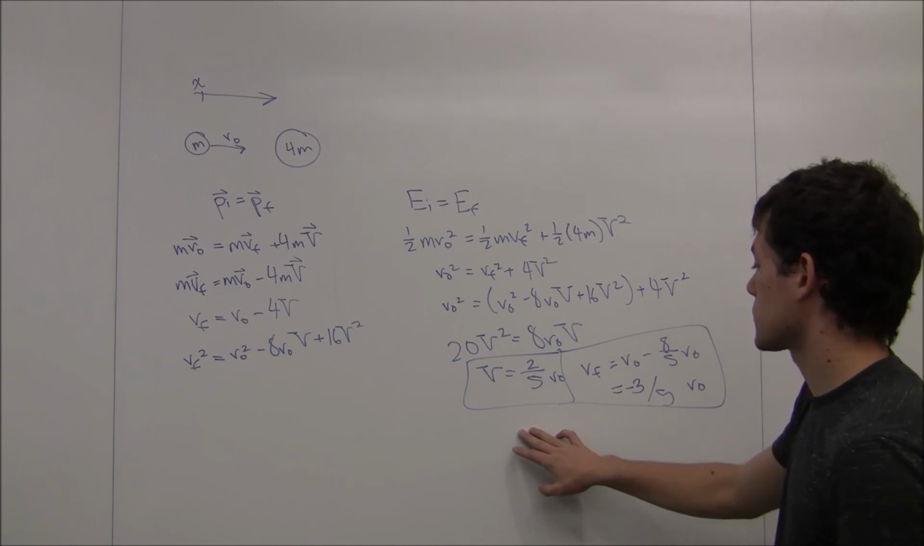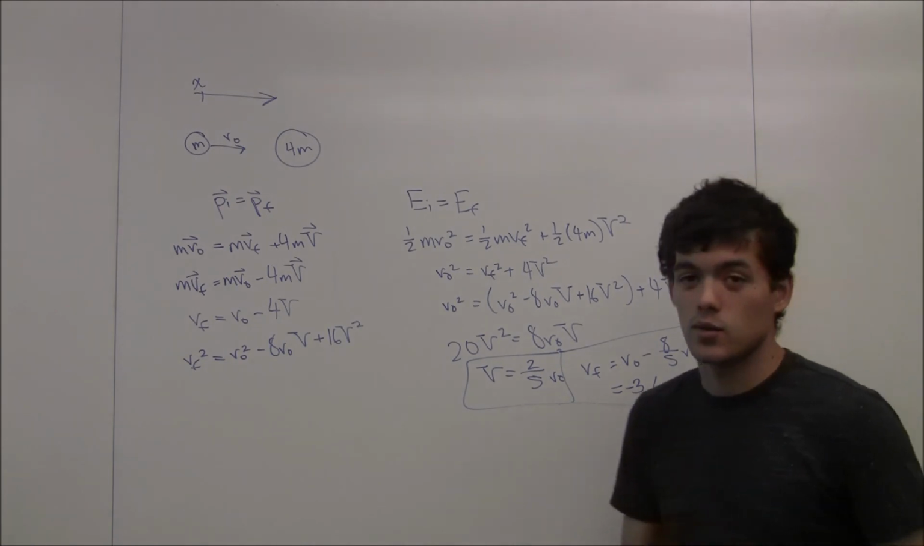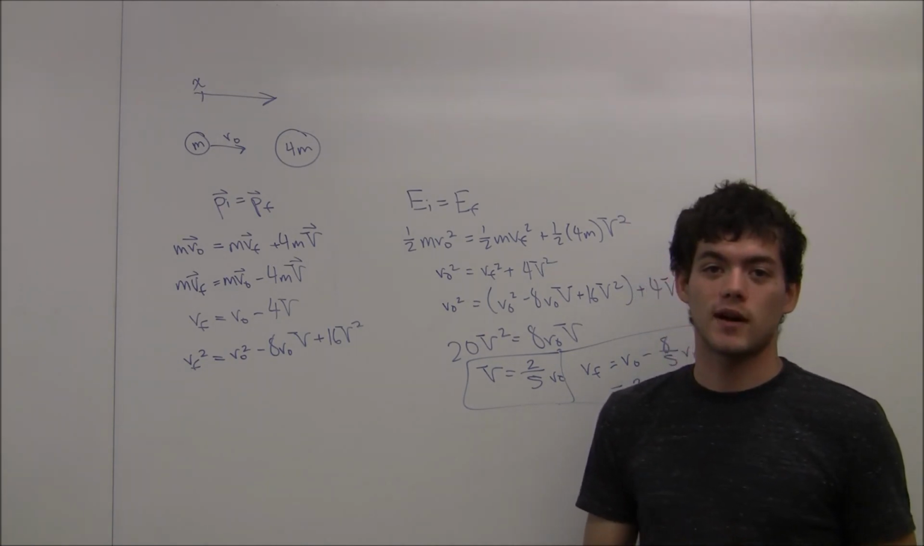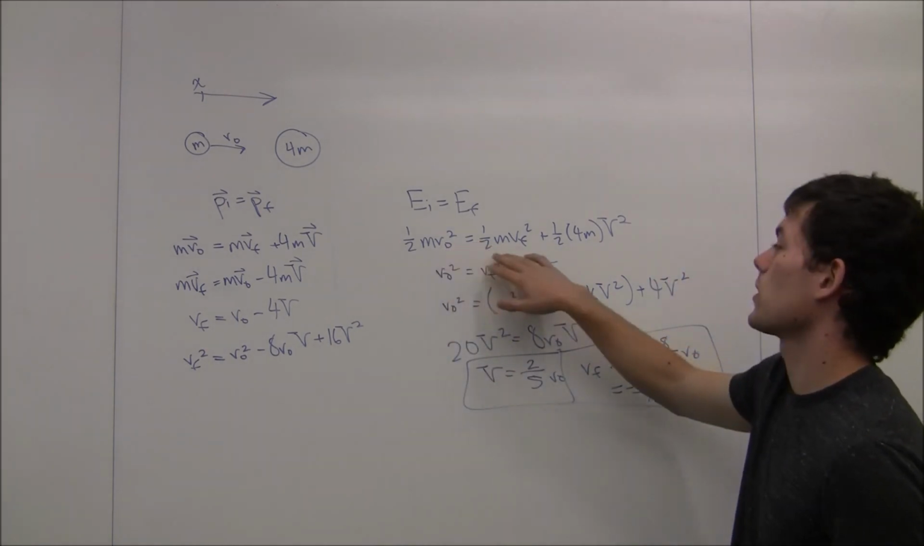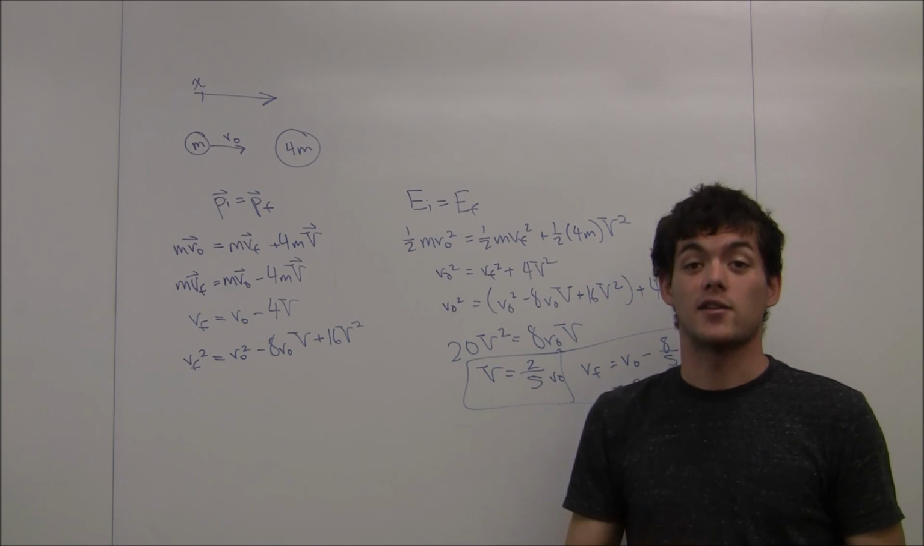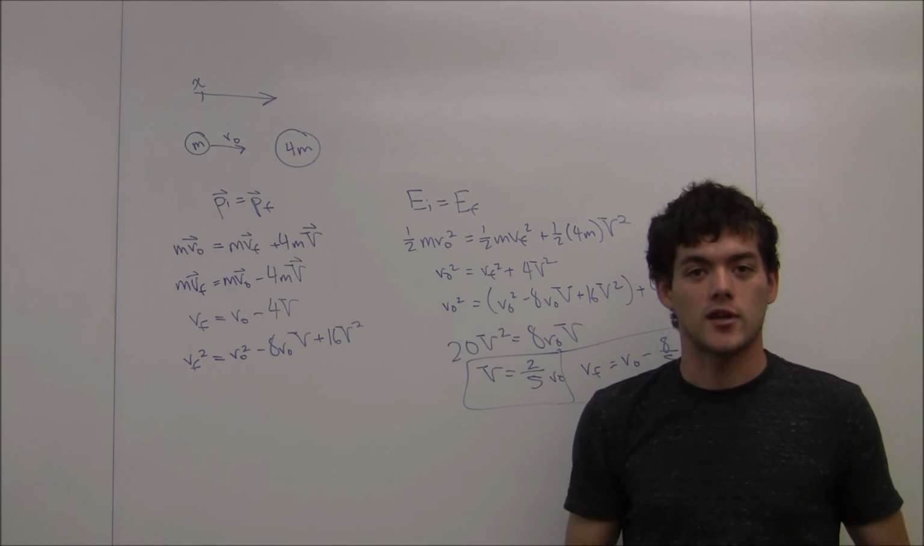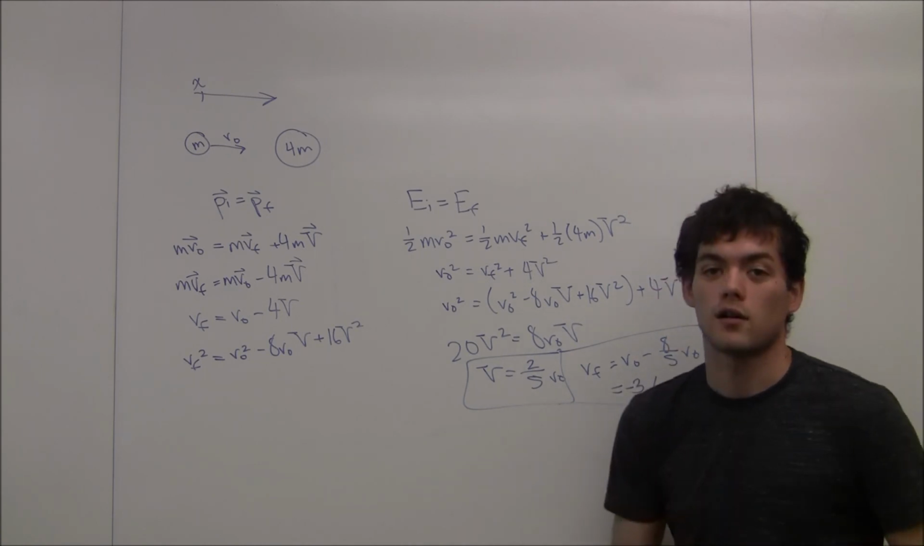And so we get 16 over 25 v0 squared plus 9 over 25 v0 squared is just 25 over 25, which is 1 v0 squared. We get mv0 squared equals mv0 squared, and energy is indeed conserved. So now we've checked our answers. We know that these are our final velocities.